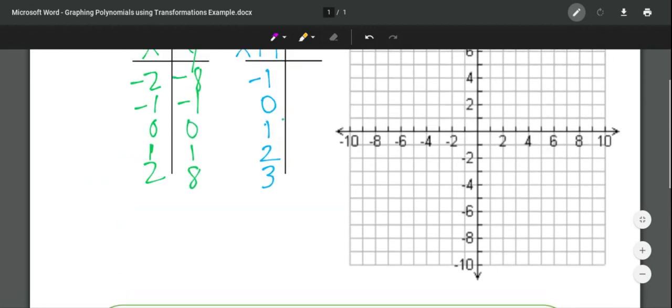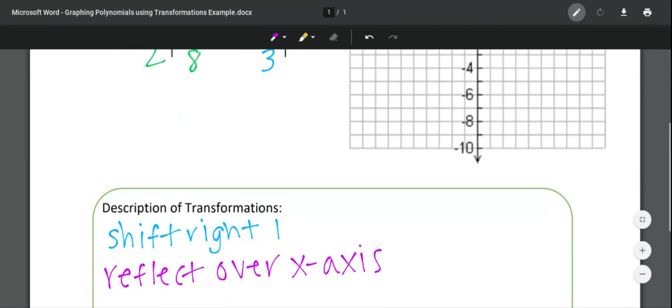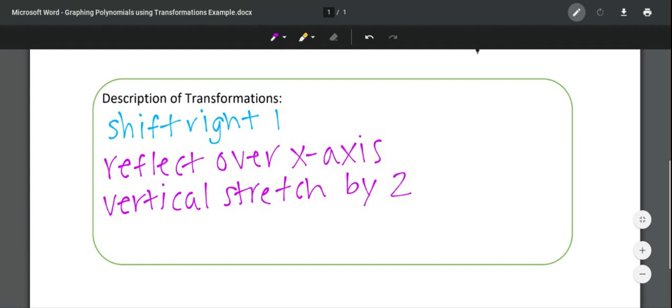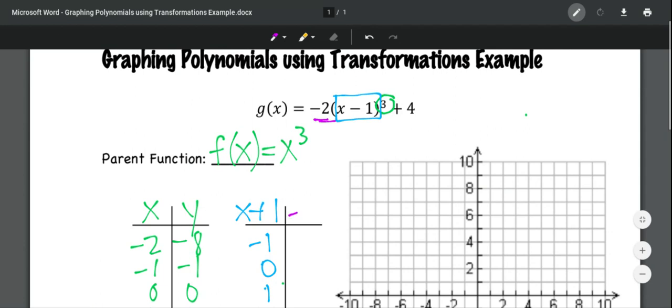That 2 out front is going to be a vertical stretch by 2. Okay, so I'm reflecting and stretching. And I can actually do that in the same step. In order to do that, I'm going to multiply my y's by -2. That will reflect and stretch them at the same time.